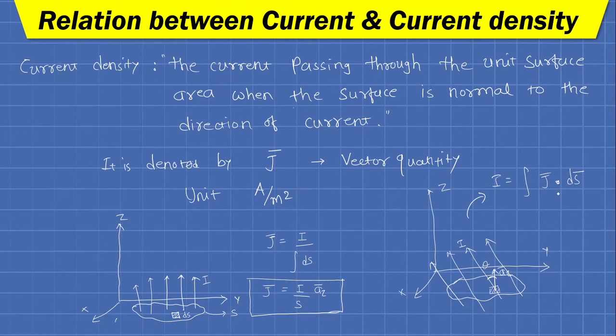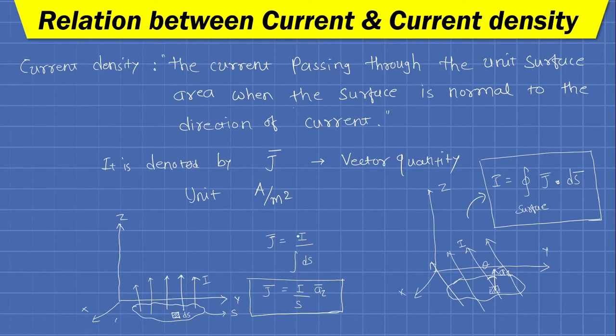And there is another logic also, that current is a scalar quantity, so for that purpose also we must take the dot product over here. So this I equals the closed surface integration of J bar dot ds bar becomes the most useful equation, and this is the relationship between current and current density. See, this is the very regular case, and it has every uniformity and symmetricity.